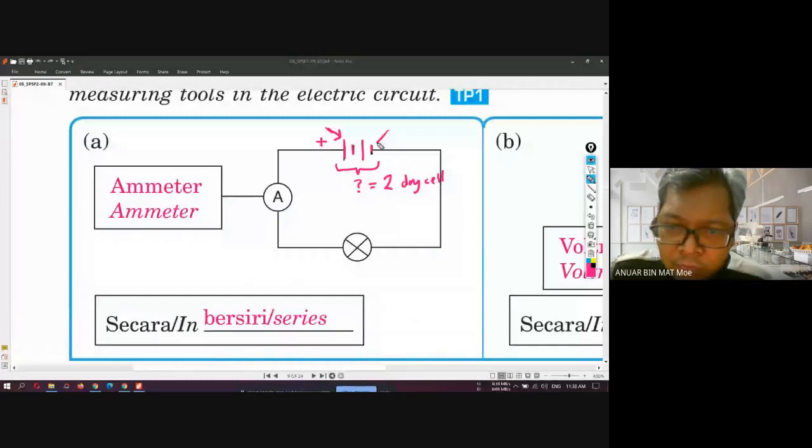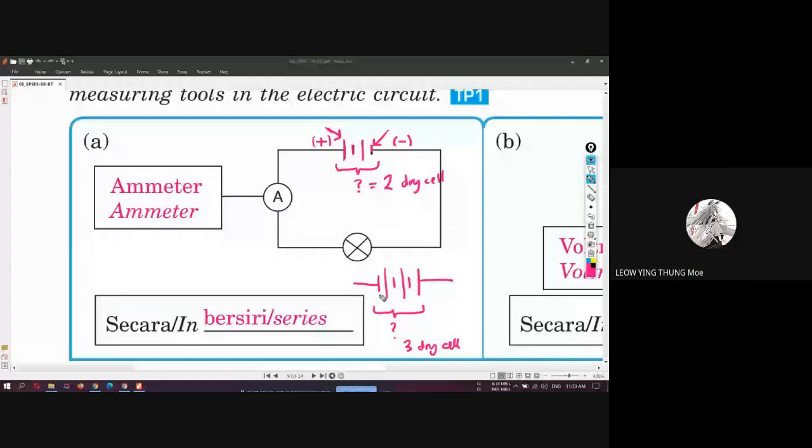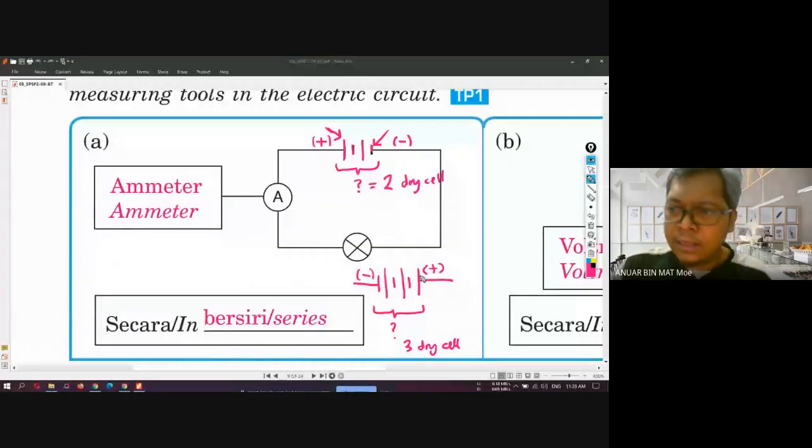If I draw another symbol of dry cell like this, how many dry cells? 3. Good, we have 3 dry cells. And then which one is negative, on the left or on the right? Negative is on the left because it has the shorter line here. Shorter line is usually negative, and if there is a longer line over here, it means positive. Very easy.